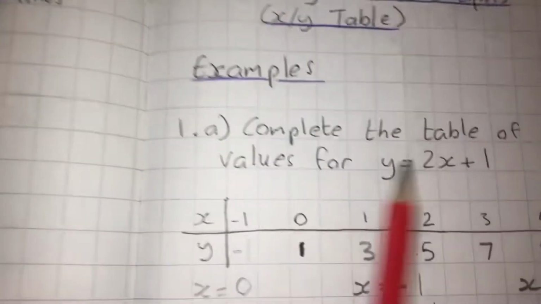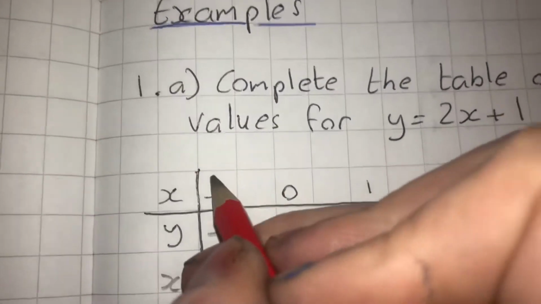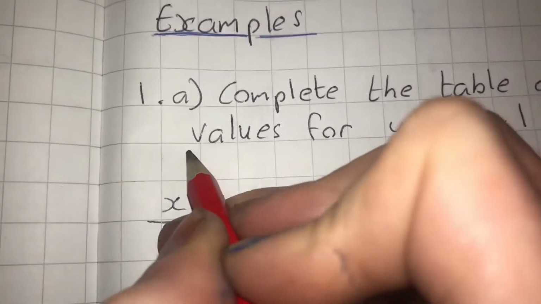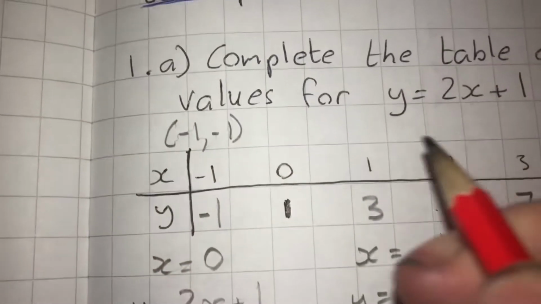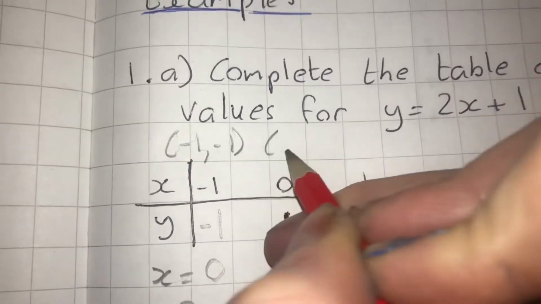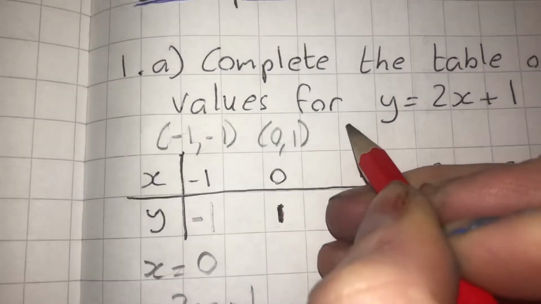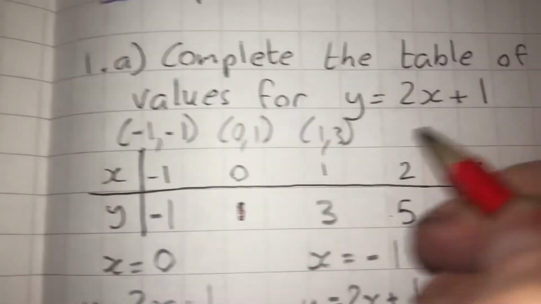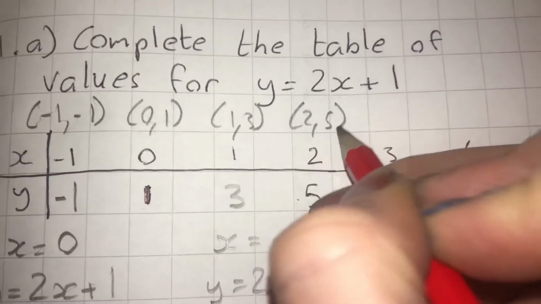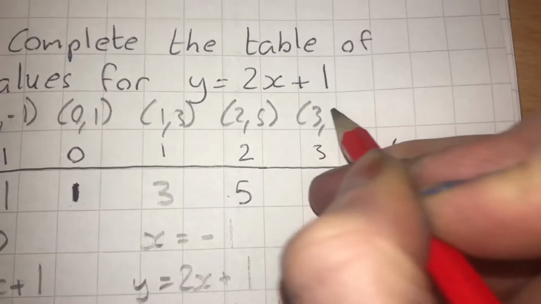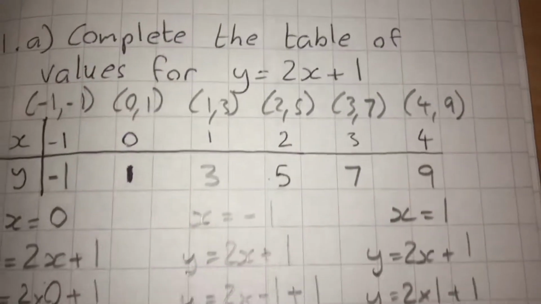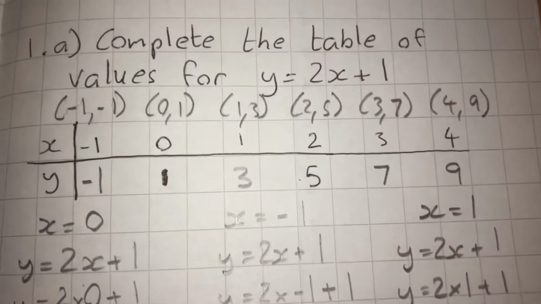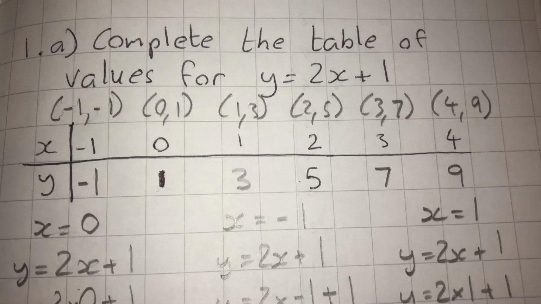These are coordinates. So -1, 1. This is the x, this is the y. So this is the coordinate -1, -1. This is the coordinate 0, 1. This is the coordinate 1, 3. This is the coordinate 2, 5. This is the coordinate 3, 7. And this is the coordinate 4, 9. Okay? And if I plot these, I should get a nice straight line.